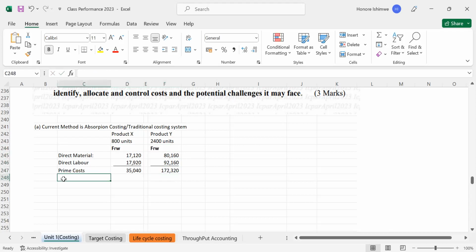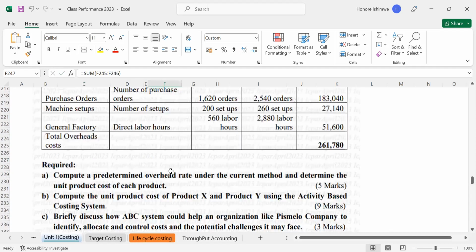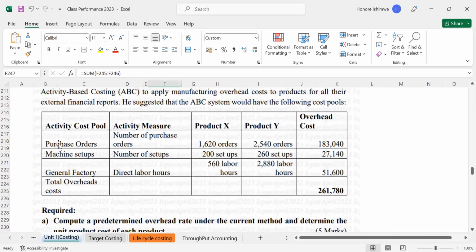So now we have overheads. Let's put our overheads. Goes to factory. Our factory overheads. My overheads will be composed by what they give us. Here they say that we have purchase orders, we have machine setups, and we have also general factory.